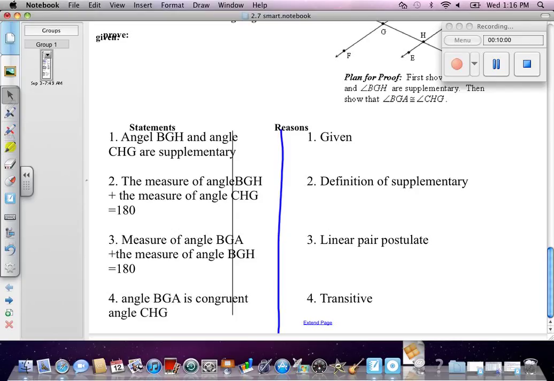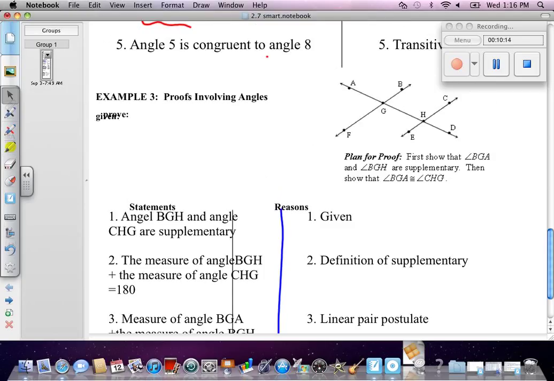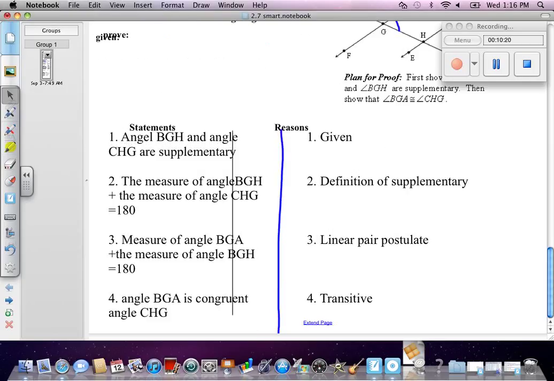Then we know by linear pair postulate that BGA and BGH, can you slow down? Yes. Here, let me show you with the picture. We know that these two angles right here form a what? Linear pair. Okay. And then by transitivity, we know that BGA is congruent to CHG.